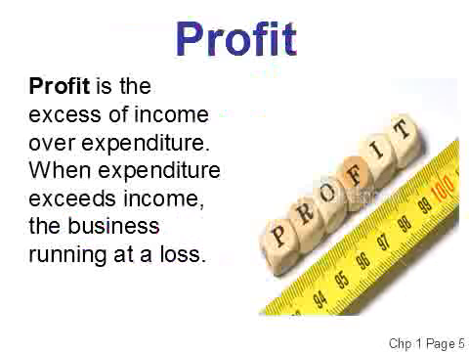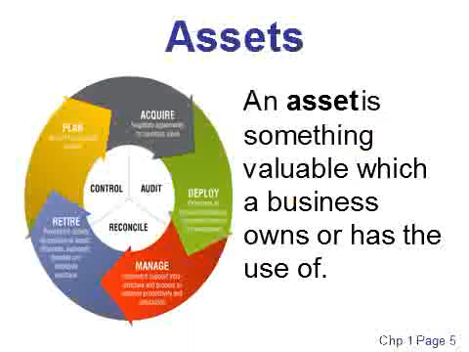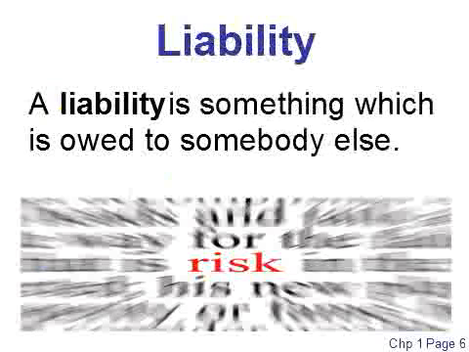Profit. Profit is the excess of income over expenditure. When expenditure exceeds income, the business is running at a loss. Assets. An asset is something valuable which a business owns or has the use of. Liability. A liability is something which is owed to somebody else.